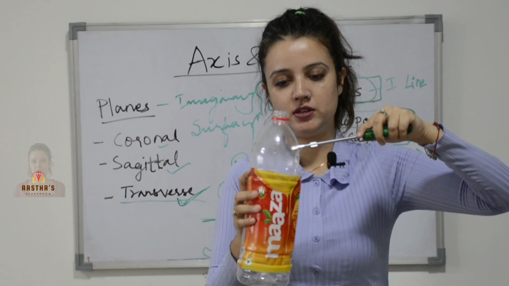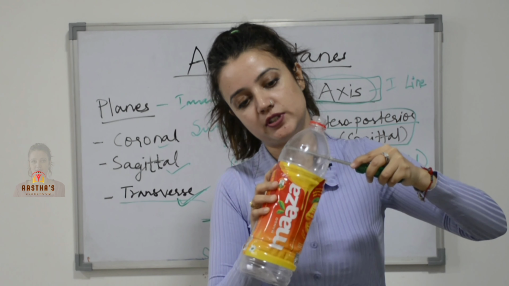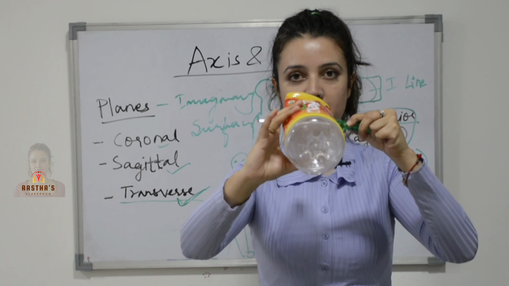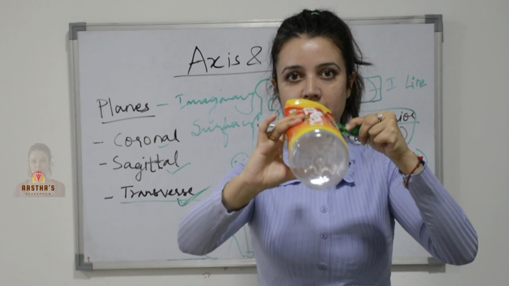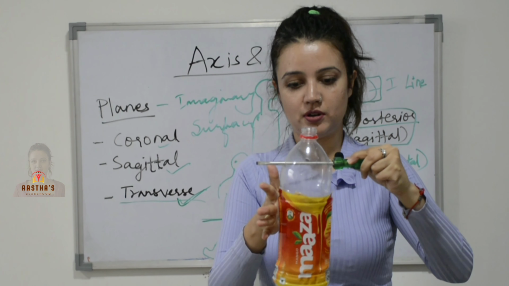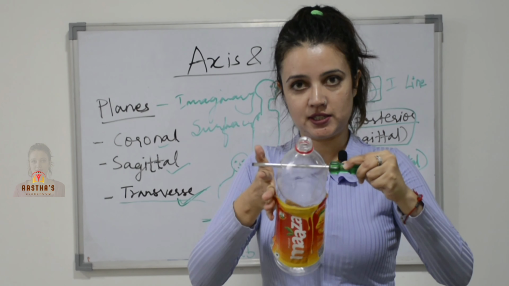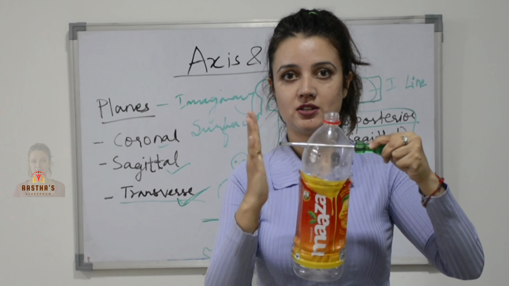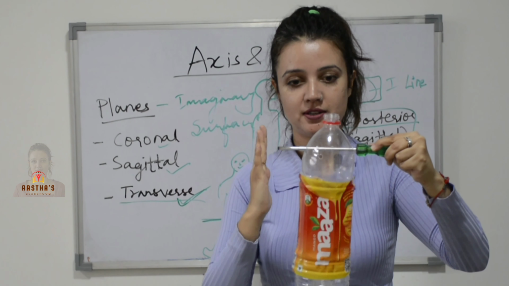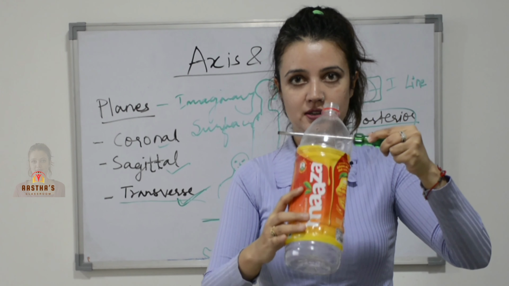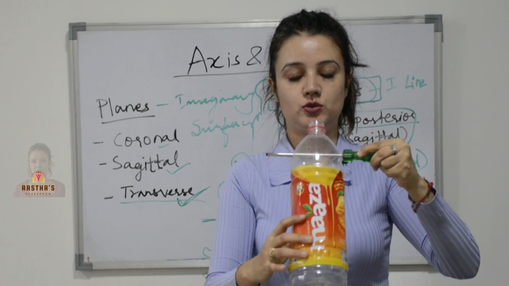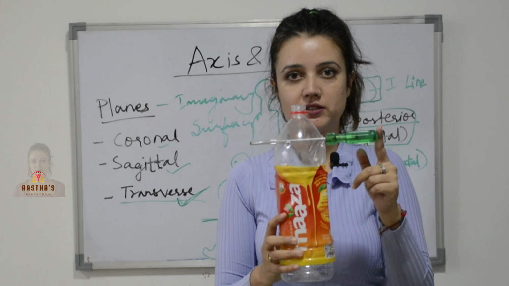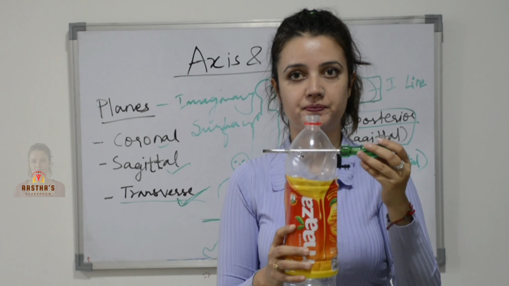Now let's do the frontal axis or transverse axis. Here in the transverse axis, the movement happening is this, that is your flexion and extension. Which plane do you think it is? It is dividing the body into two halves, isn't it? So that's why this is a sagittal plane movement. So flexion and extension happens in the frontal or transverse axis and sagittal plane.